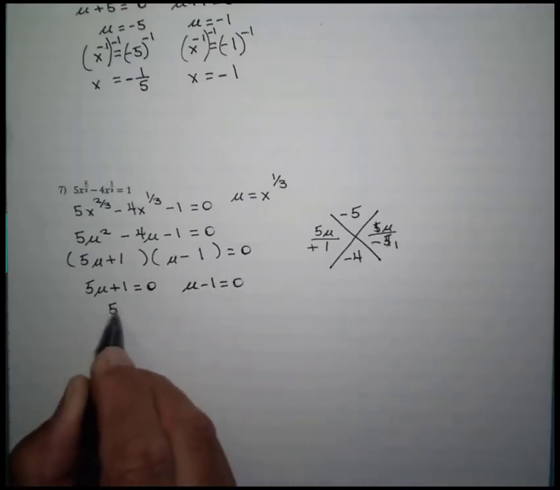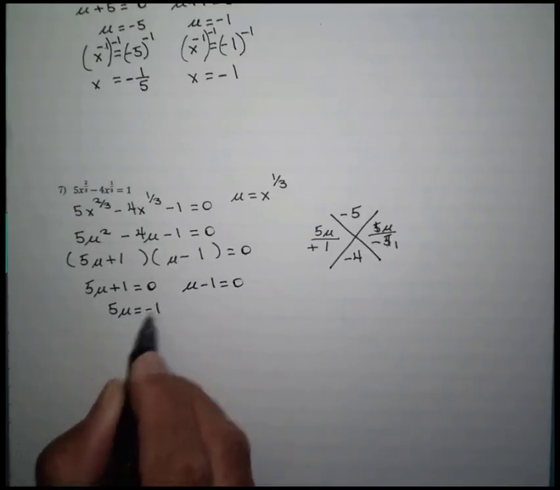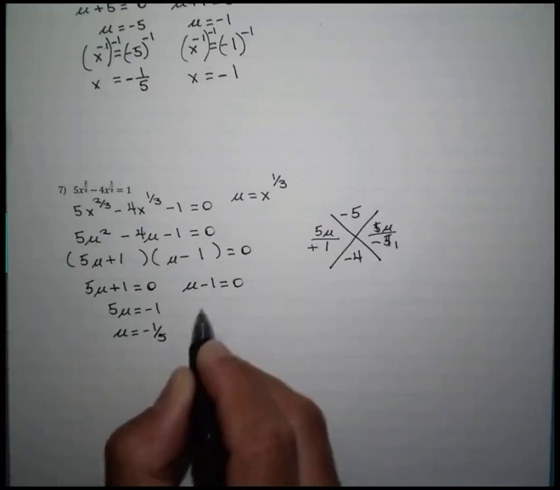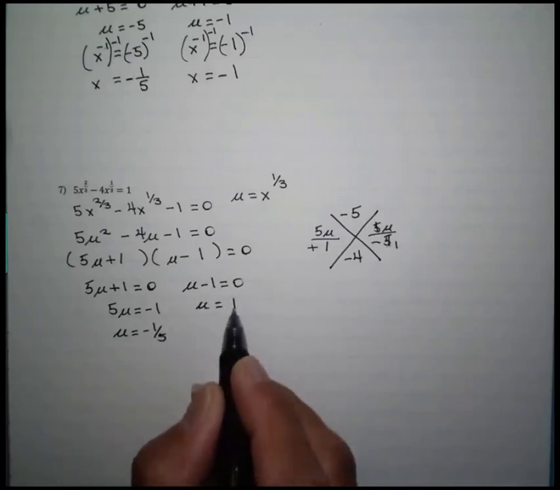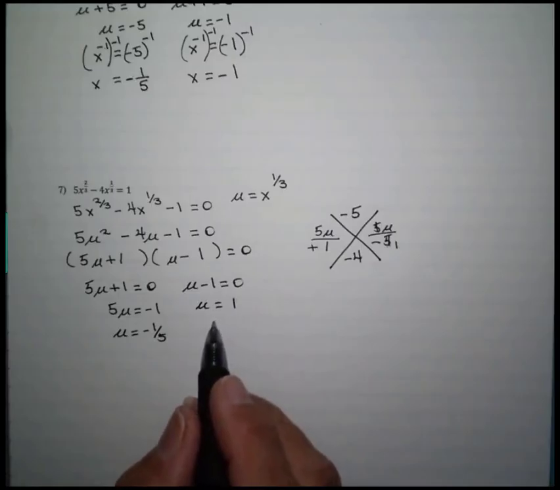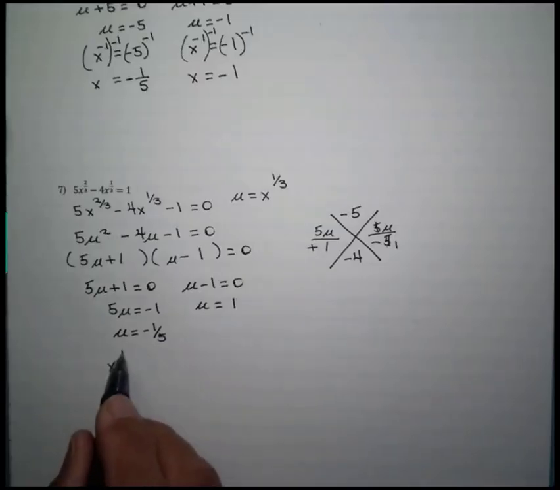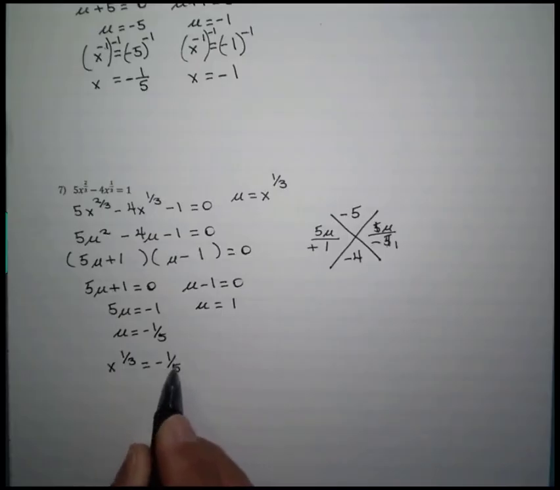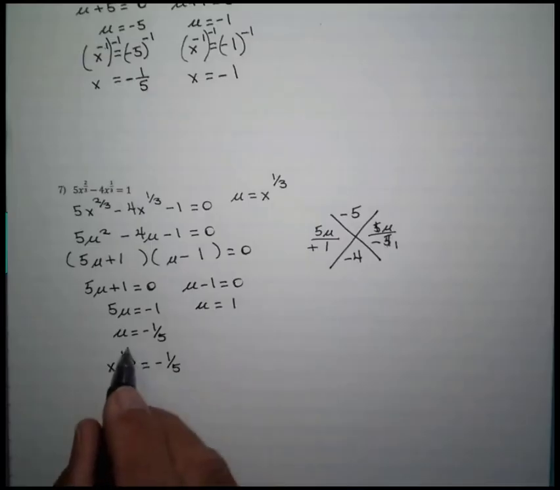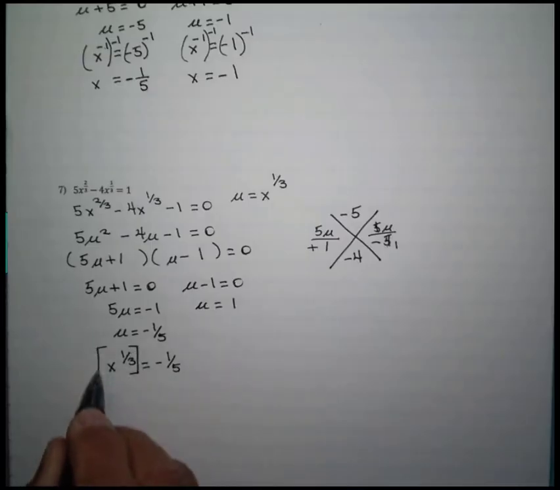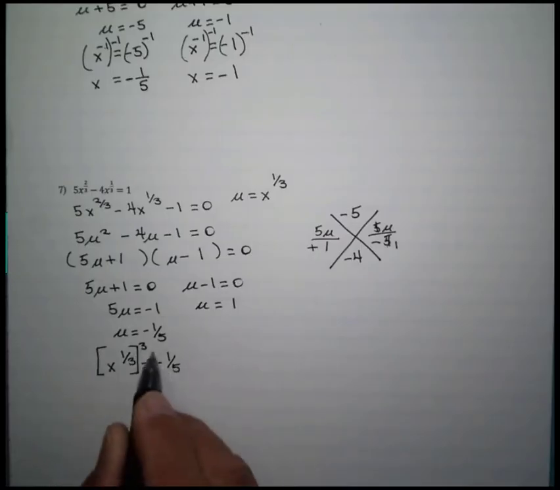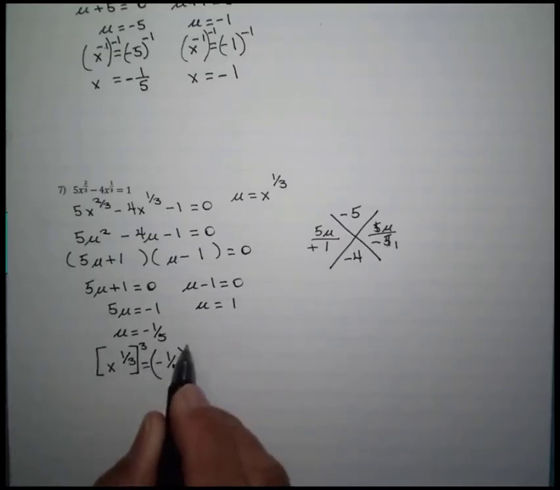And we can solve. So 5u is going to equal negative 1. Therefore, u is going to equal negative 1/5. And over here, u is going to equal positive 1. Let's plug them in and see what we find. When we say x to the 1/3 is equal to negative 1/5, then we want to get rid of this fractional exponent, so we will raise it to the power of 3, right? 3 over 1, or 3, means we have to raise this to the power of 3 also.